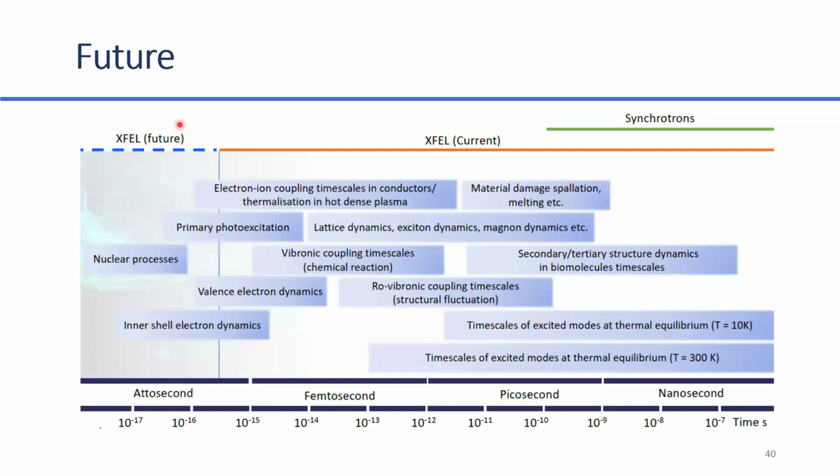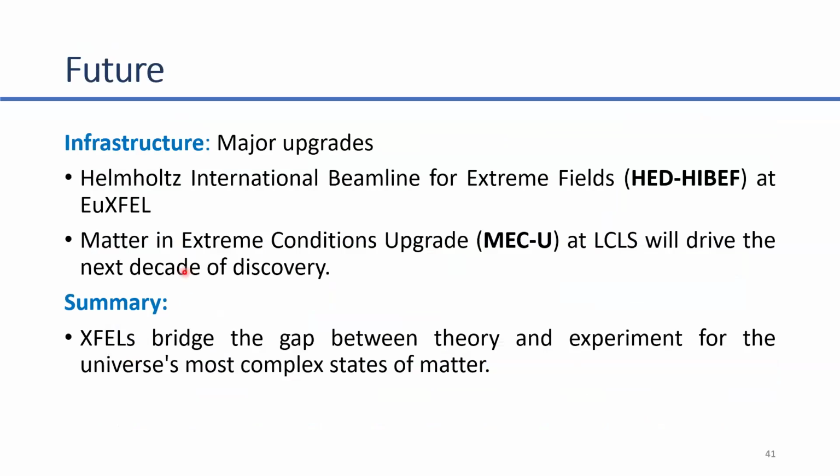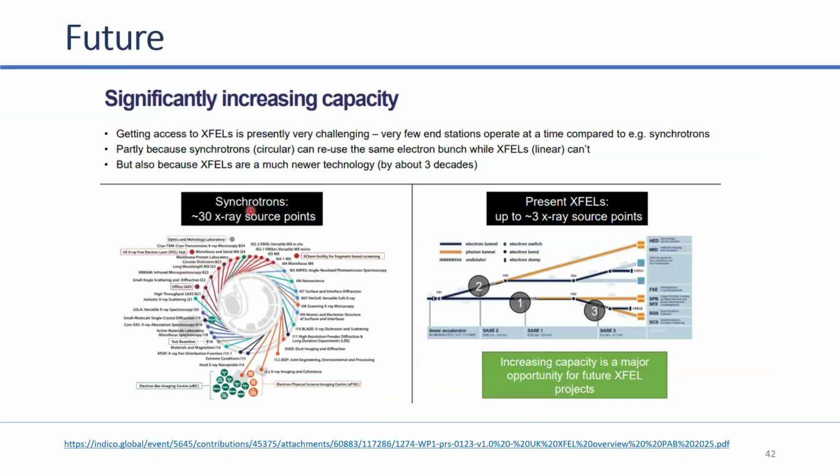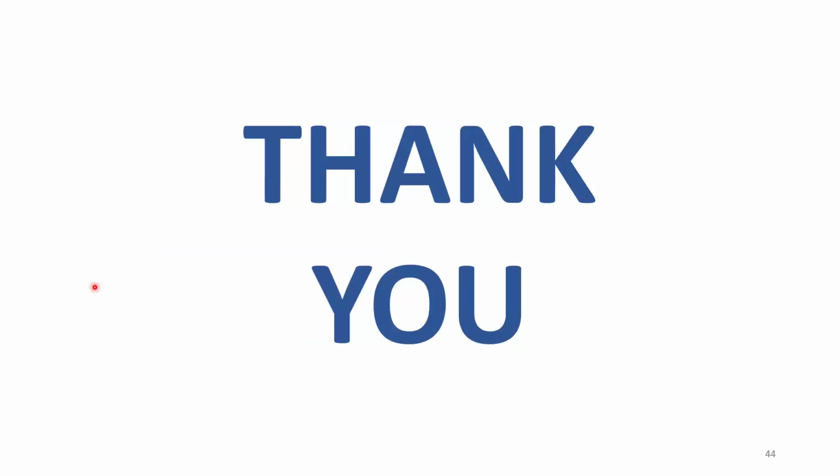Now, coming to the future. We are at the current stage using femtosecond, nanosecond and so on, but now the idea is to go to the attosecond scale. There are major upgrades also happening. There is also one disadvantage: at present we have only three, but synchrotrons have many different beamlines. So that is also a significant increase in capabilities. So thank you.